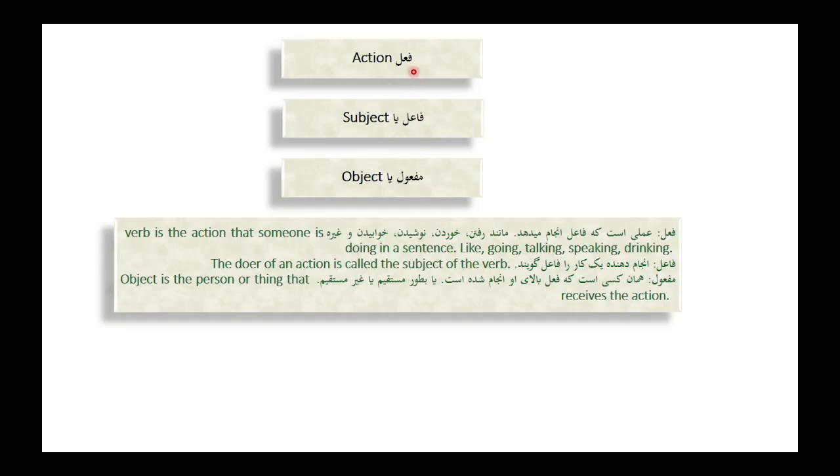What is verb or action? Verb is the action. What someone is doing in a sentence, this is called an action or verb. And of course, the action is done by a person or a thing. So those things and persons who are doing the action is called the subject of the action in a sentence.